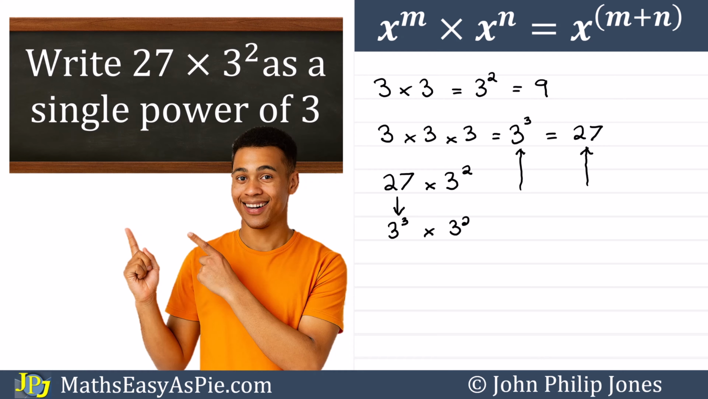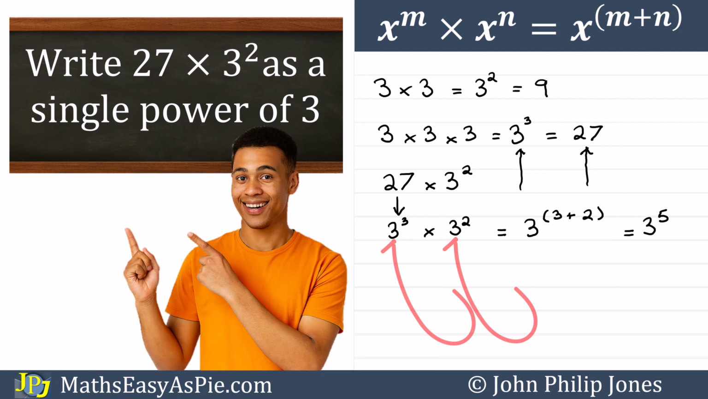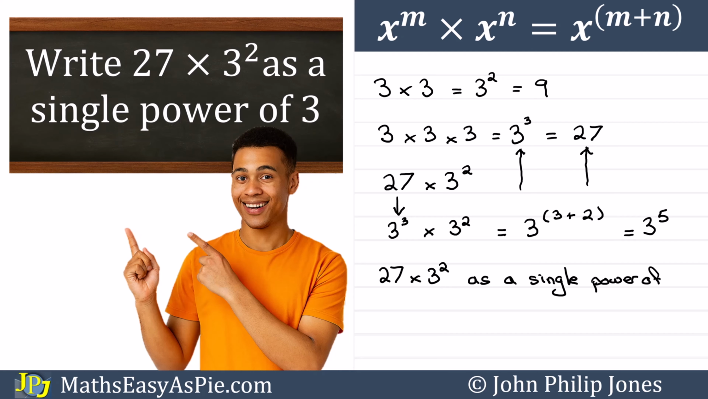This, of course, will be multiplied by 3 to the 2, which will equal 3, and now I add up the indices 3 and the 2 to give me 3 to the power 5. So you can see that these indices here have been added up in this position to give us the 5 here, 3 to the 5. Now, we were allowed to do this because these numbers have the same base of 3. So, 27 times 3 to the 2 as a single power of 3 is 3 to the 5.